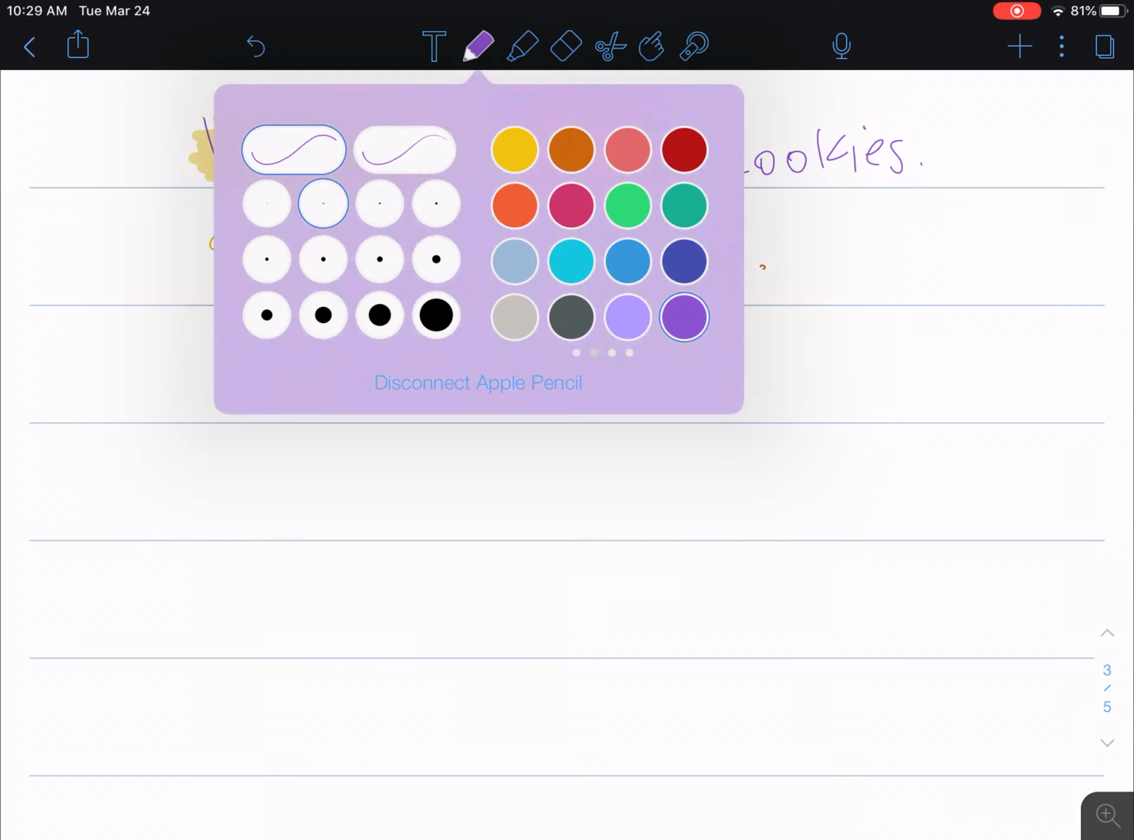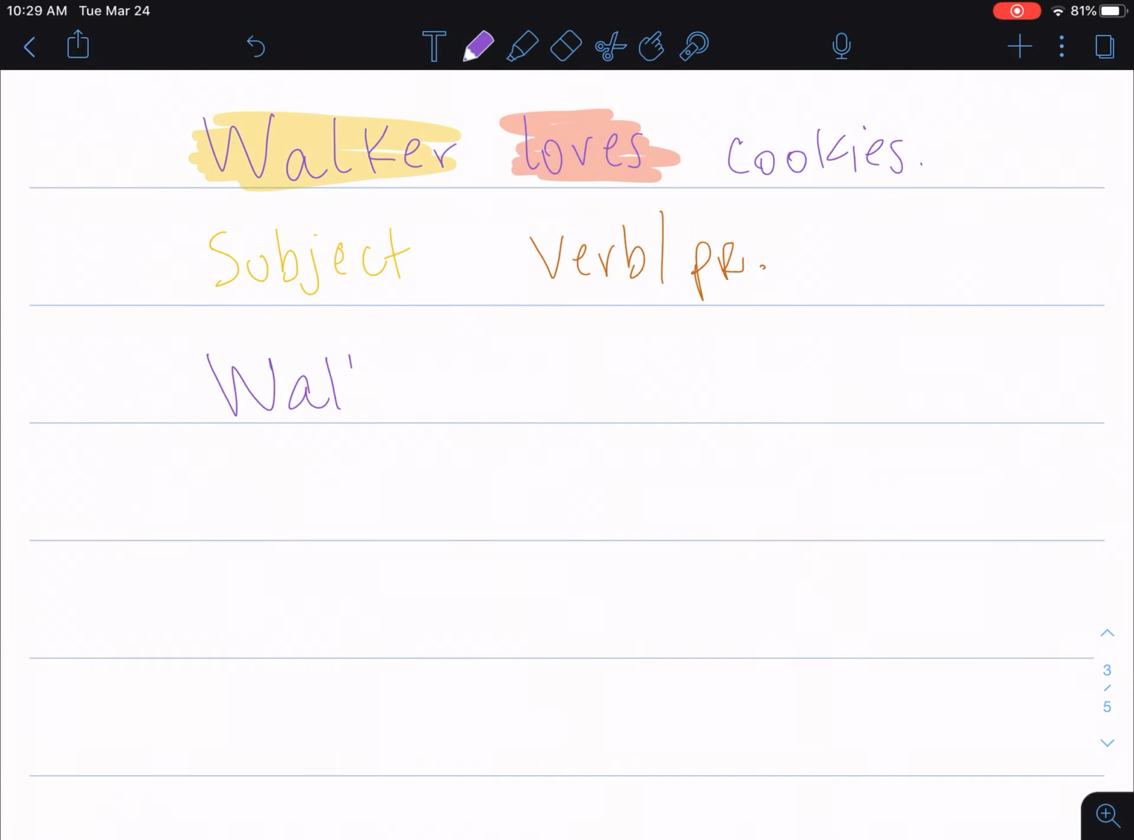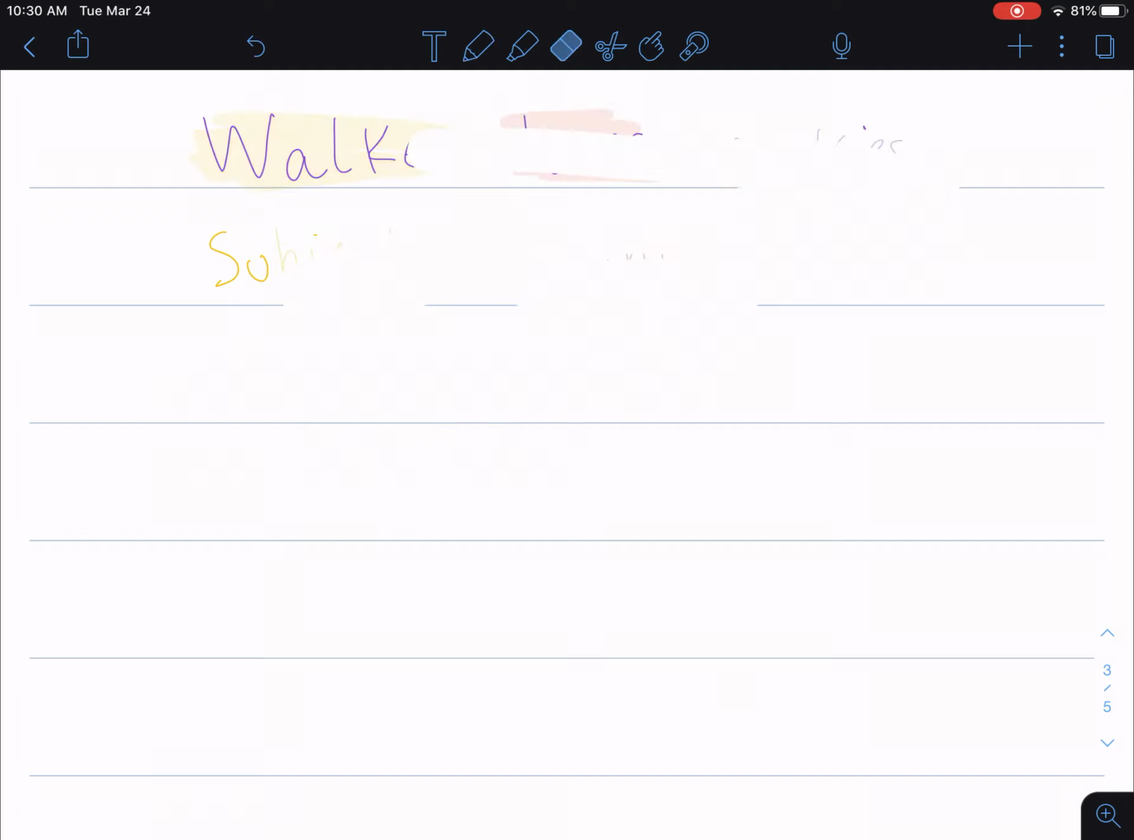I could say Walker runs, and that's a complete sentence because it has a subject, Walker, and a predicate, verb, runs. So that's how you make a complete sentence. It seems very simple, but in all honesty, it can be a little confusing.